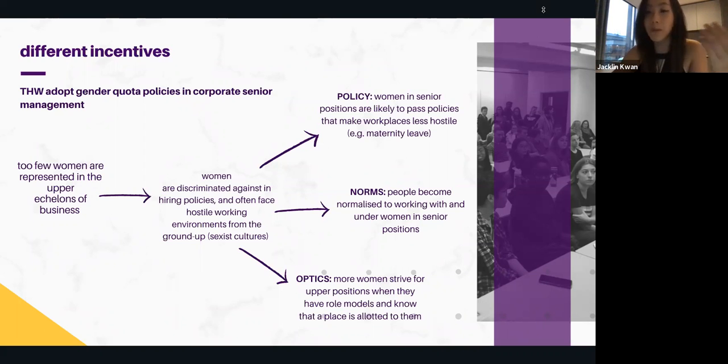So like more women, for example, when they have a role model in a really high achieving place, they now have role models and they know that a place is allocated to them. So they're much more likely to strive for promotions. They're more likely to put themselves out there, leaning in essentially. And because they're much more active in pursuing promotions, pursuing raises, because they now know it's possible to actually succeed, this also changes how women actively try to pursue those opportunities, making it more likely that women succeed.